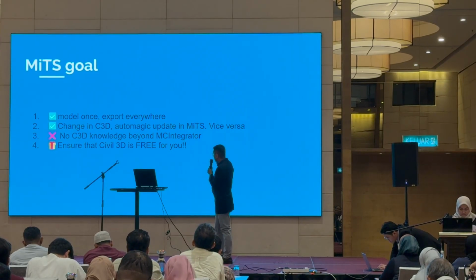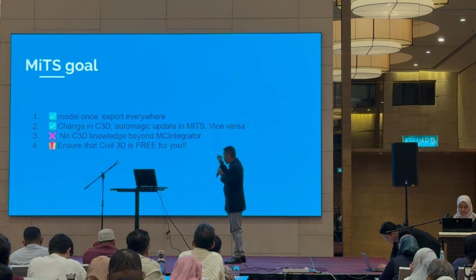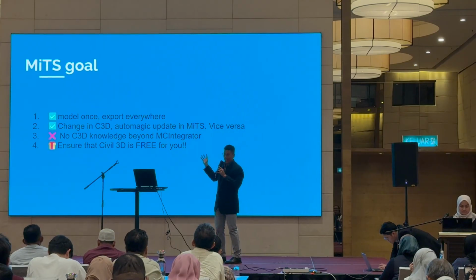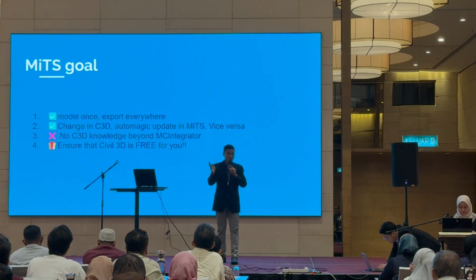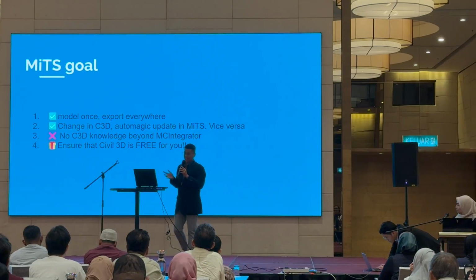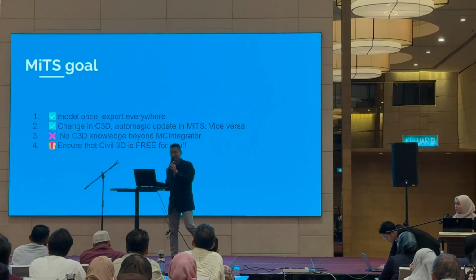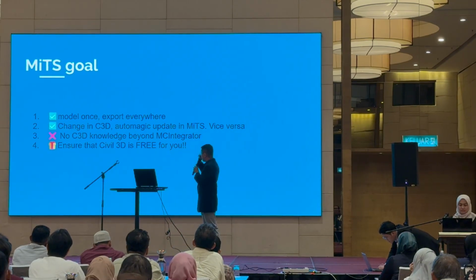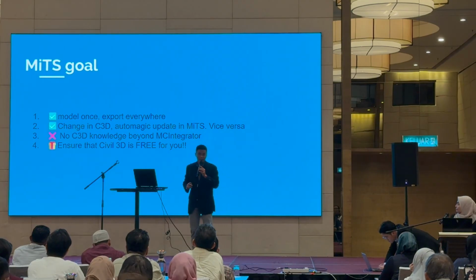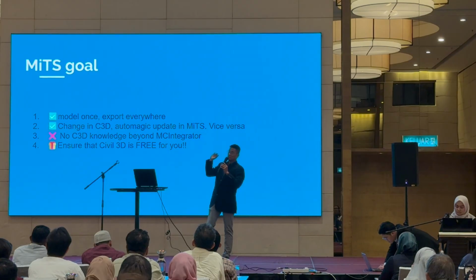All right. Model once, export everywhere. Change in Civil 3D, auto magic update in MiTS, and vice versa. Auto magic is actually a word. It is not a misspelling. So I want to make this thing automatic and appearing like magic. Okay. All right. So no Civil 3D knowledge beyond MC Integrator. You will see how it looks later on. All right. So basically, you just have to.